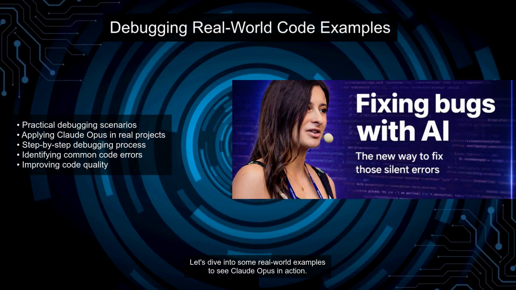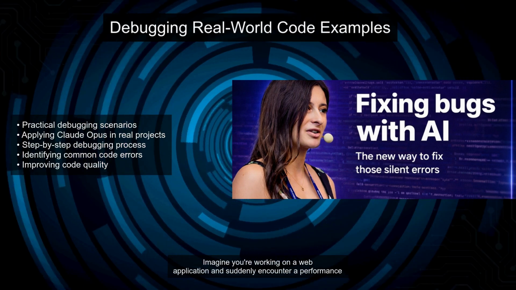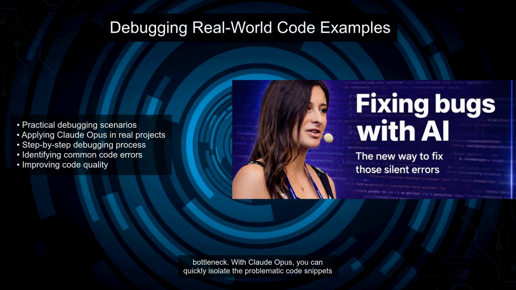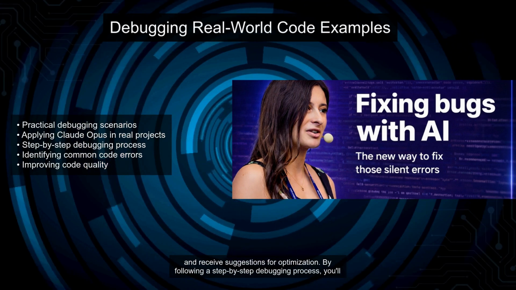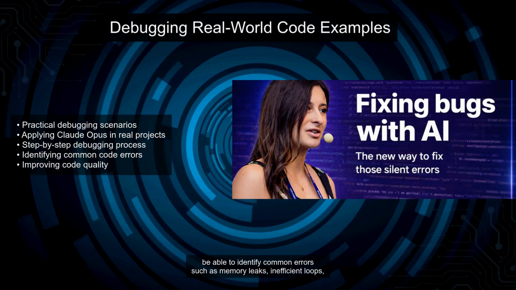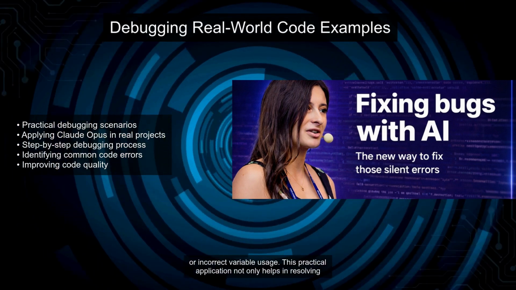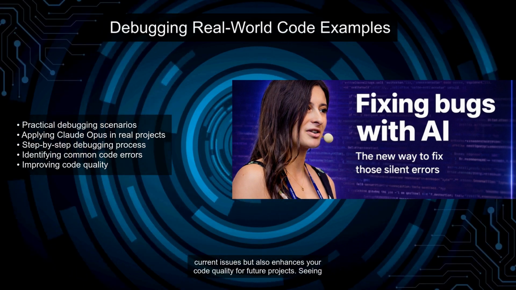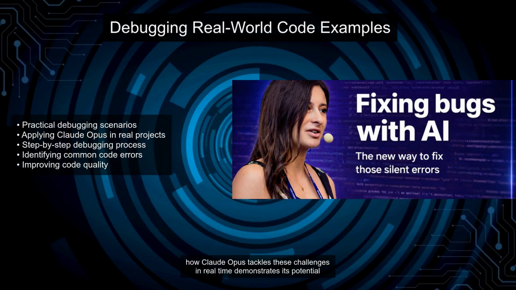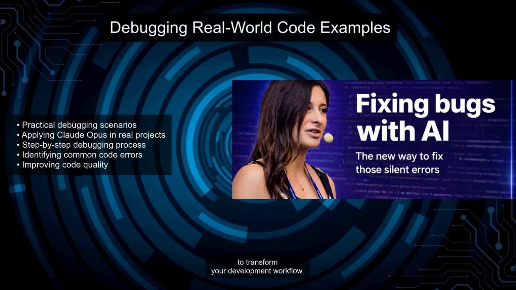Let's dive into some real-world examples to see Claude Opus in action. Imagine you're working on a web application and suddenly encounter a performance bottleneck. With Claude Opus, you can quickly isolate the problematic code snippets and receive suggestions for optimization. By following a step-by-step debugging process, you'll be able to identify common errors such as memory leaks, inefficient loops, or incorrect variable usage. This practical application not only helps in resolving current issues but also enhances your code quality for future projects. Seeing how Claude Opus tackles these challenges in real time demonstrates its potential to transform your development workflow.